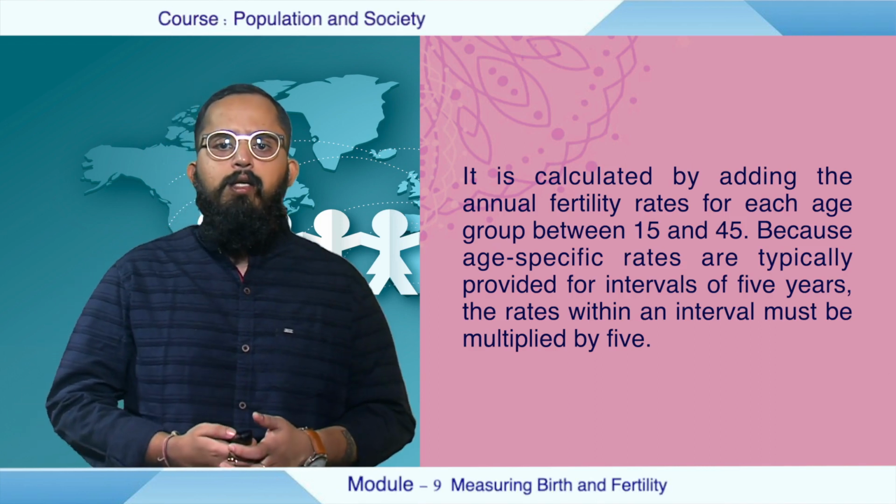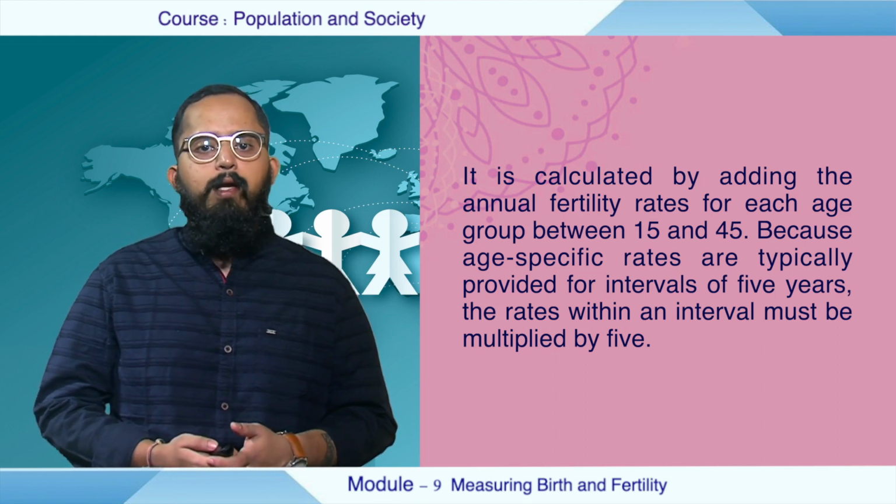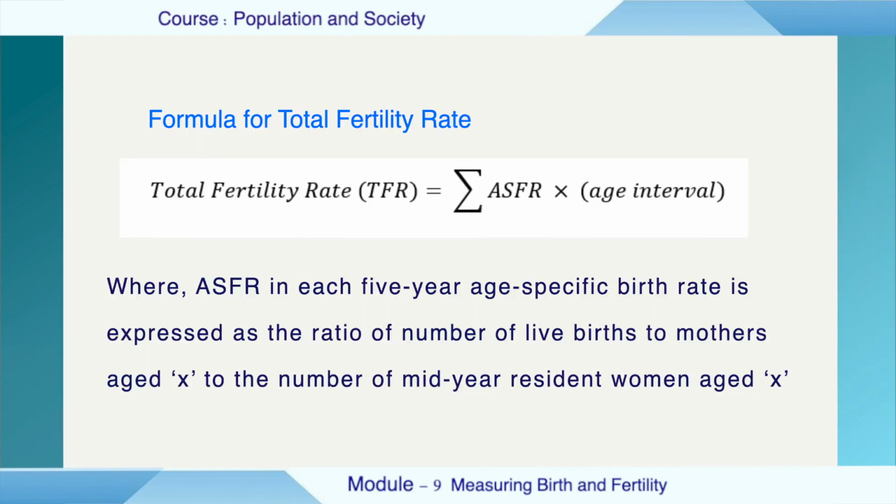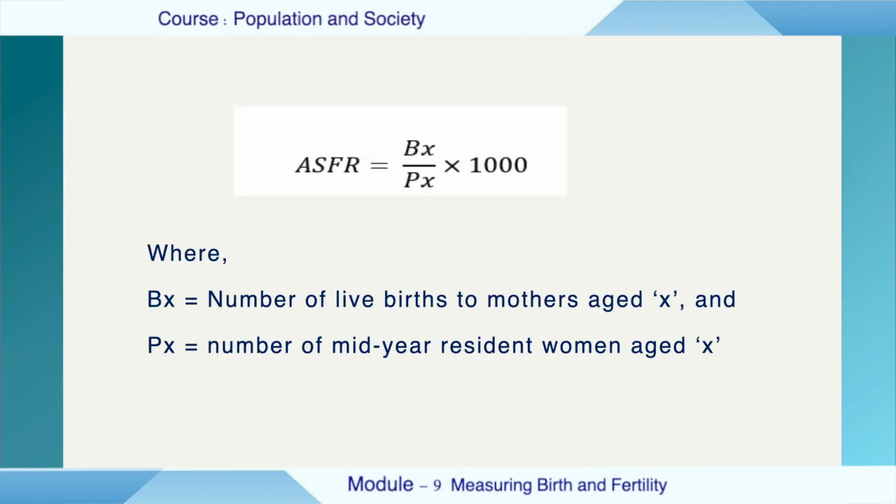Now, because age-specific rates are typically provided for intervals of 5 years, the rates within an interval must be multiplied by 5. As you can see on your screen, the formula is the summation of all the age-specific fertility rates multiplied by the age interval, where ASFR in each 5-year age group is expressed as the ratio of the number of live births to mothers aged X to the number of mid-year resident women aged X. As you can see on the screen, ASFR can be expressed as Bx upon Px, where Bx is the number of live births to mothers aged X and Px is the number of mid-year resident women aged X.